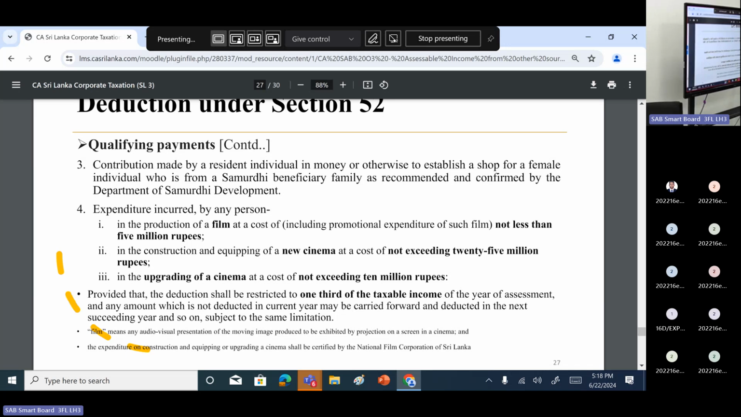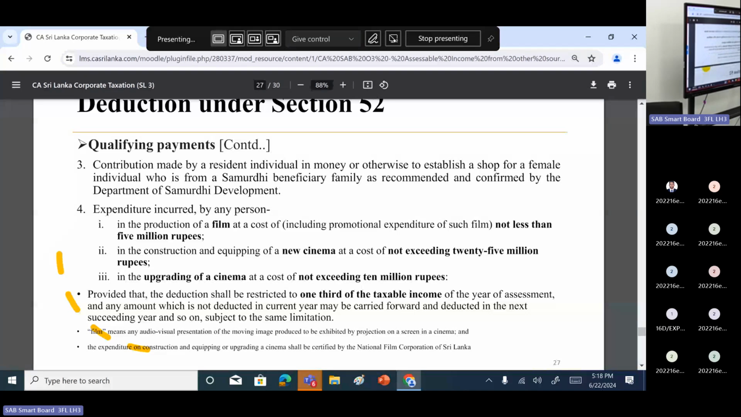In the construction and equipment of a new cinema at a cost of not exceeding 25 million rupees. So set up a new film hall or cinema or upgrading equipment. Right? That maximum cost shall not exceed 25 million. Okay, right? In upgrading a cinema at a cost not less than 10 million.